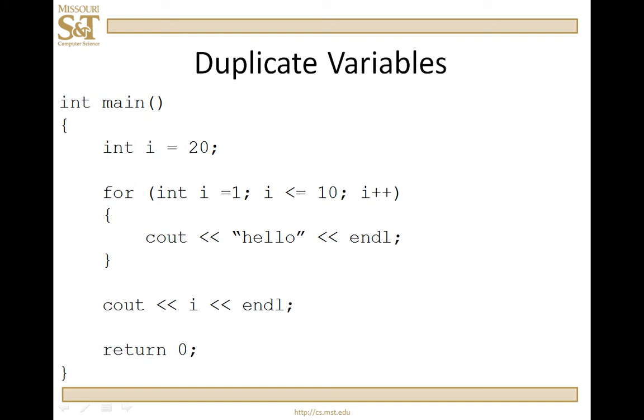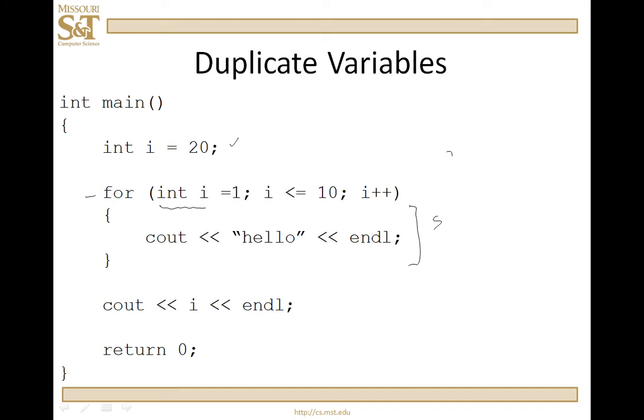Let's take a look at another situation. Suppose that I have declared I in main as an integer and given an initial value of 20. And then inside a for loop, I create I, given an initial value of 1. First question is, will it compile? Is there a problem? We have two variables named I. Is that valid? Can the compiler handle that? The answer is yes. The scope of the inner I, the second I, is this for loop.